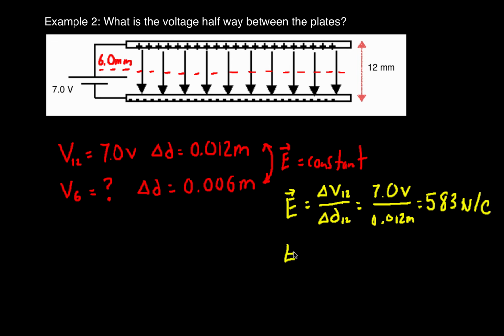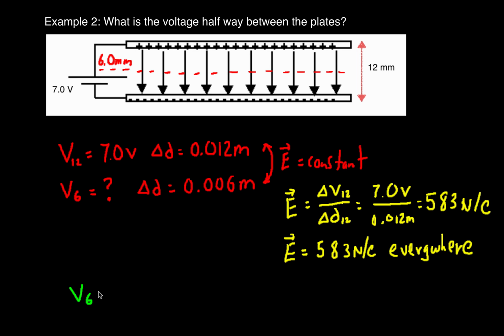And since electric field is constant in a parallel plate system, the electric field equals 583 newtons per coulomb everywhere, including at the 6 millimeter point. So we can use this electric field to find the voltage at 6 millimeters.